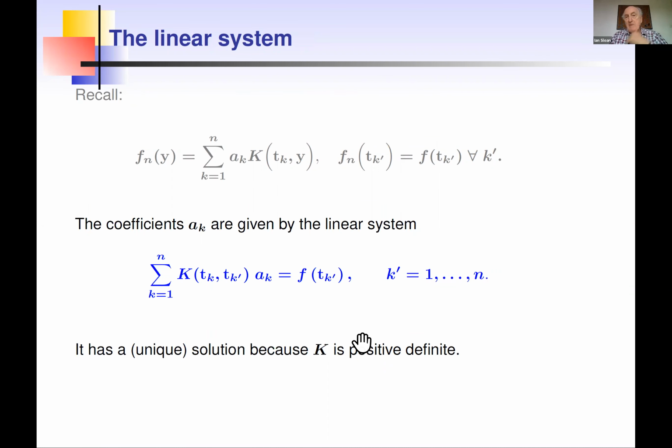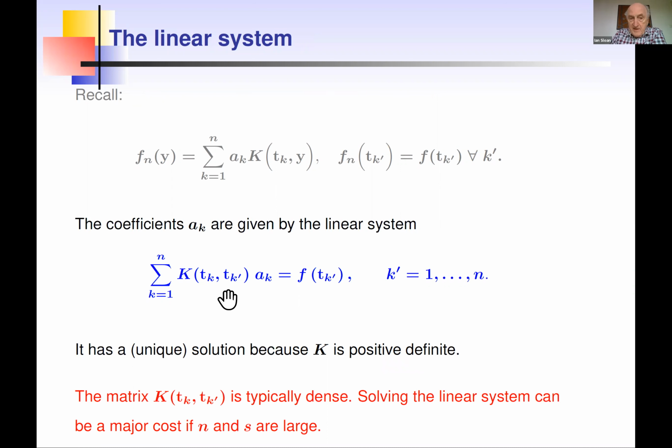Well, it's immediately clear that the coefficients are given by this linear system in which the matrix is k of tk, tk prime. So the matrix determining ak is, of course, symmetric, and it's positive definite. And because of that, one always has a solution. So it has a unique solution because k is positive definite. It may be a very ill-conditioned system, by the way, but at least it's good to know that you always have a unique solution. The matrix is typically dense, so that can be a major cost.